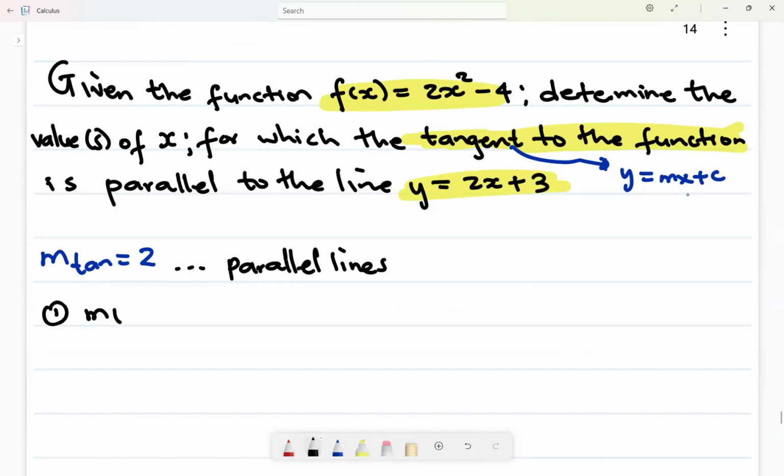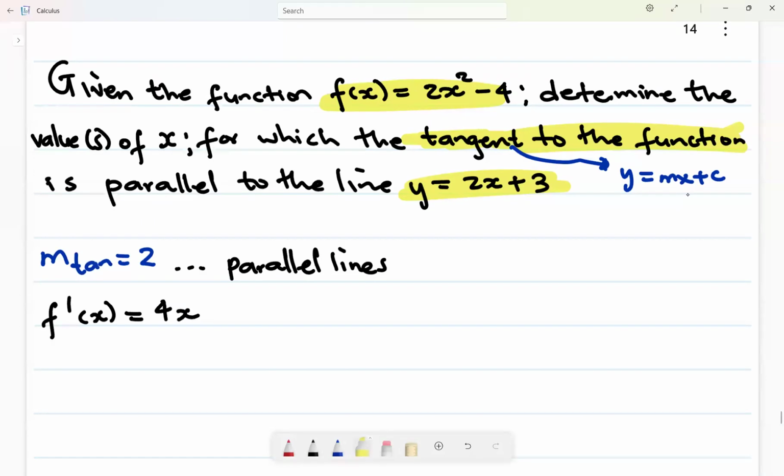I need a gradient of a tangent, and I need a what? A point. But now they say I should find the values of x for which the tangent of the function is parallel to the line. Now that I know the gradient of a tangent is equal to 2, what I need to do is find the gradient of this one, the gradient of the function. Sorry, the derivative of that function is 4x, right?